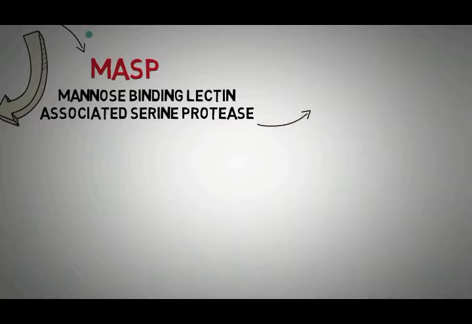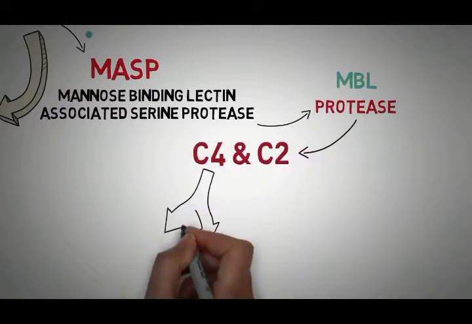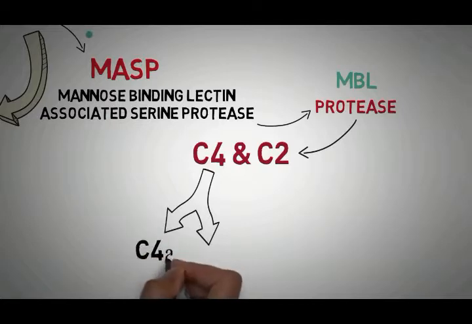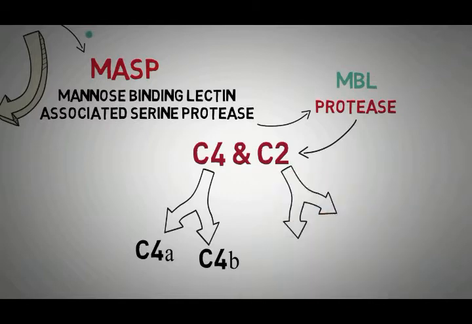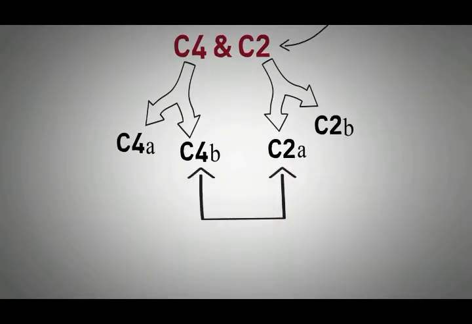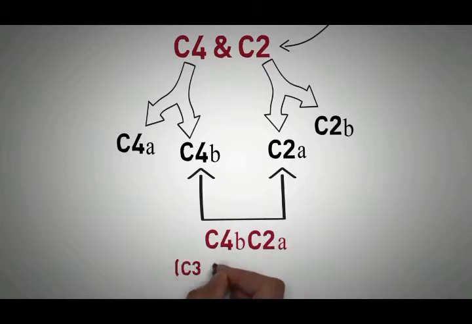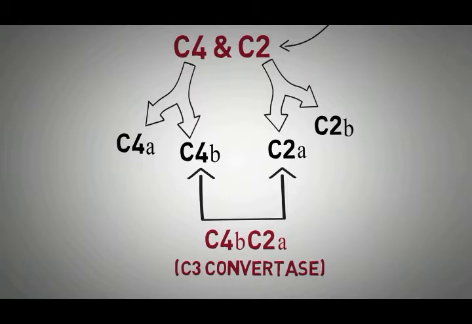The MASP is a protease which binds mannose-binding lectin. The MASP then triggers the activation of components C4 and C2 into their subcomponents C4a and C4b, and similarly C2 into C2a and C2b. The factors C4b and C2a combine to form the C3 convertase of the lectin pathway. This C3 convertase has a similar function as described earlier, and then the pathway proceeds further as described earlier.